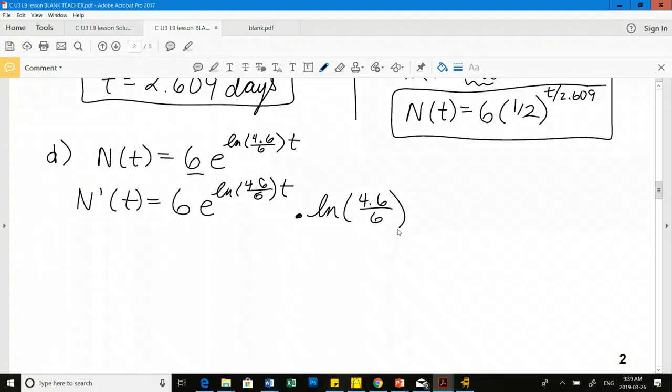So remember, this is just a number. The ln of 4.6 over 6 is like, you could imagine it to be the value 3. The derivative of 3t is just 3. So the derivative of ln of 4.6 over 6 times t is just ln of 4.6 over 6.